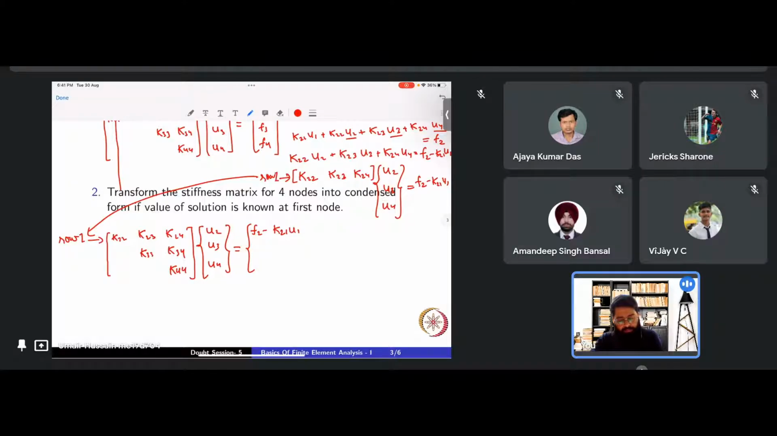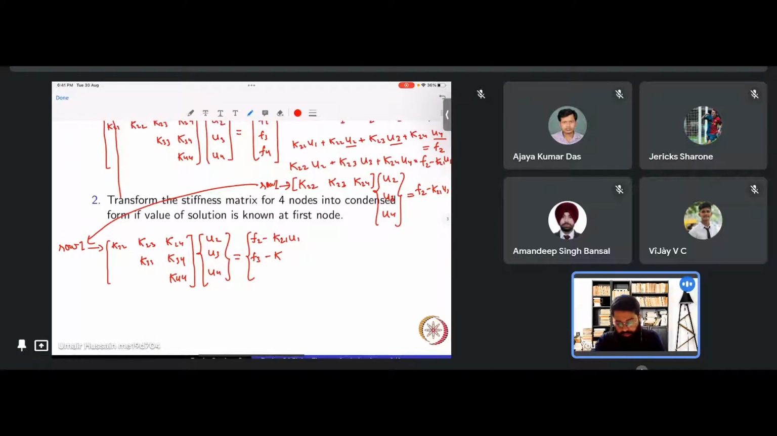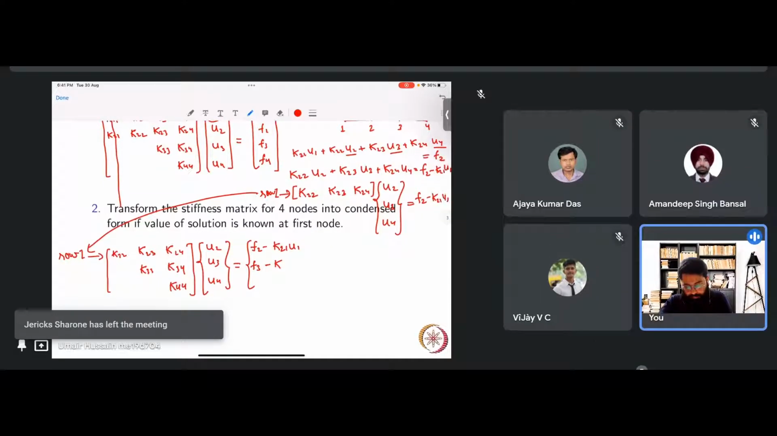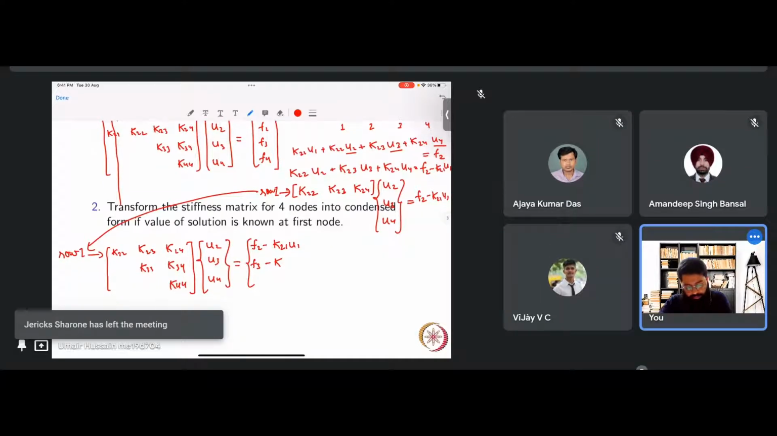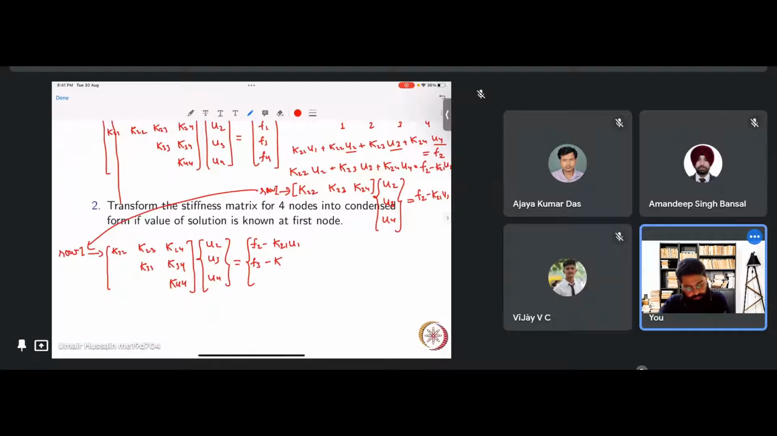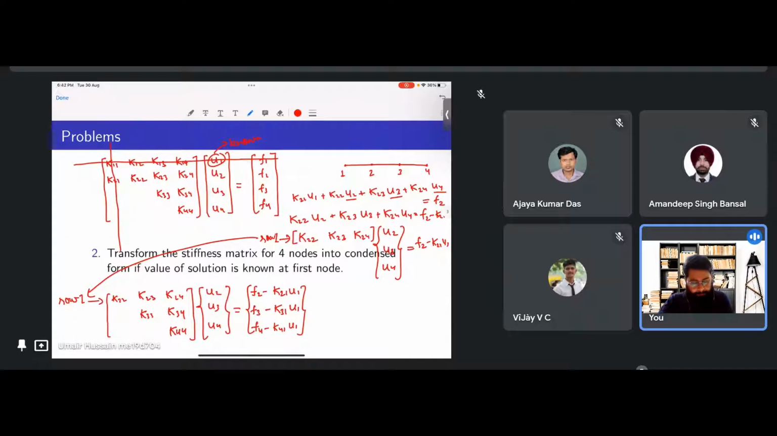And similarly for other equations also, we'll subtract this term. So for this one we'll have k31 u1, and here also we'll have k41 u1, right? Okay.